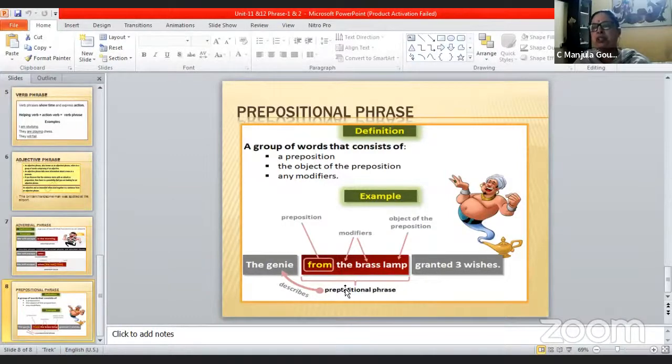So we are speaking about the magical person there, right? And where is he from? He is from the brass lamp. So here from becomes the preposition, the brass becomes the modifier, the lamp becomes the object of the preposition, and the whole phrase marked in red, from the brass lamp, becomes the prepositional phrase. I hope this is not complicated. It is easy if you look at it again. The lamp becomes the object of the preposition, from becomes the preposition, and the whole 4 words over here become the prepositional phrase.